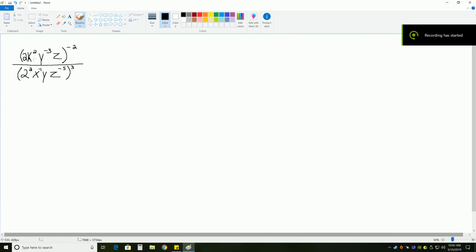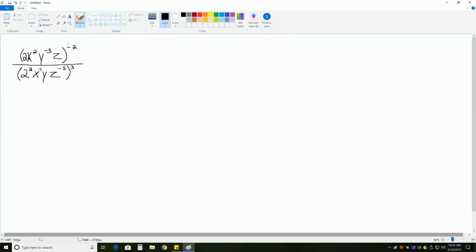In this problem, we want to simplify the quantity of 2x squared y to the negative third z all to the negative second divided by the quantity of 2 squared x to the negative first y z to the negative fifth all to the third power. The first thing that we should start off with here is getting rid of these outermost exponents in the numerator and denominator.